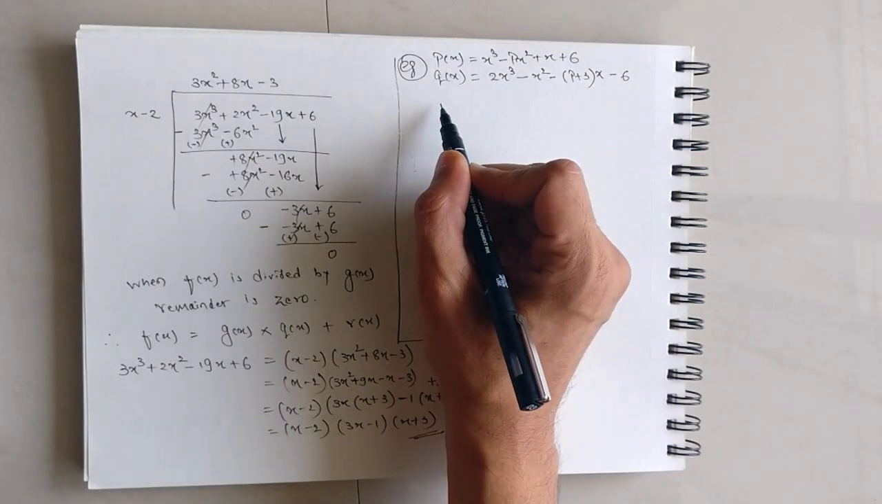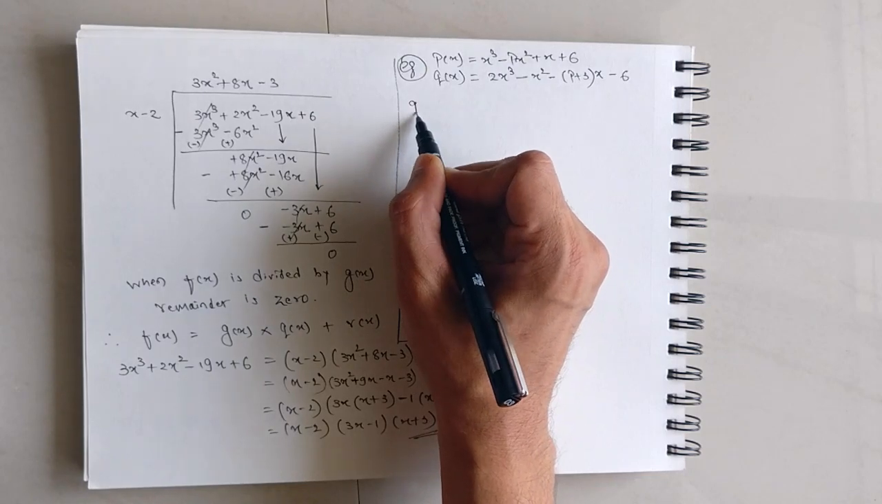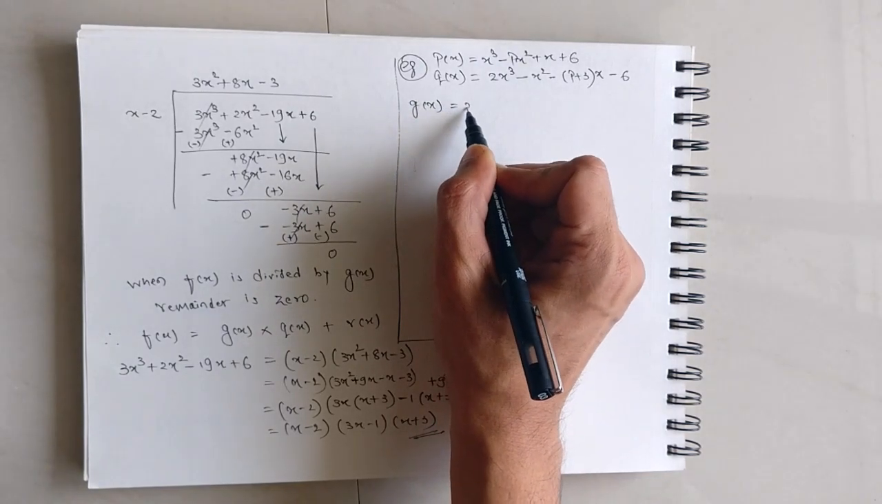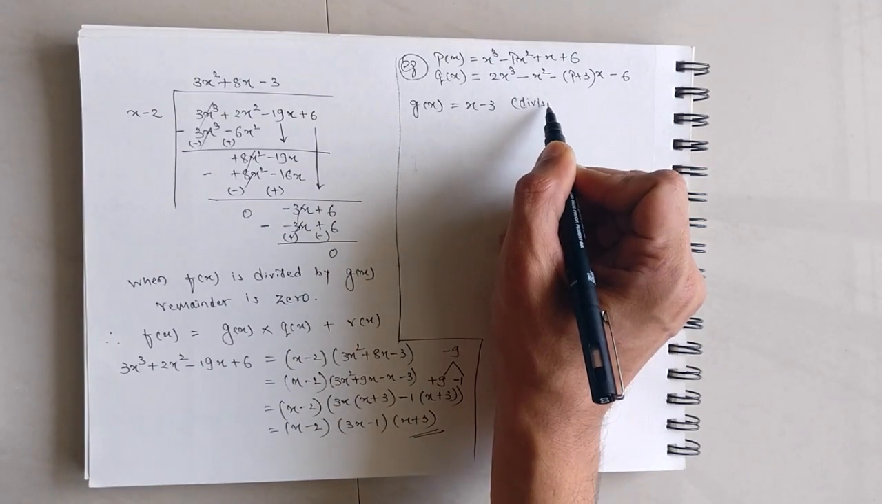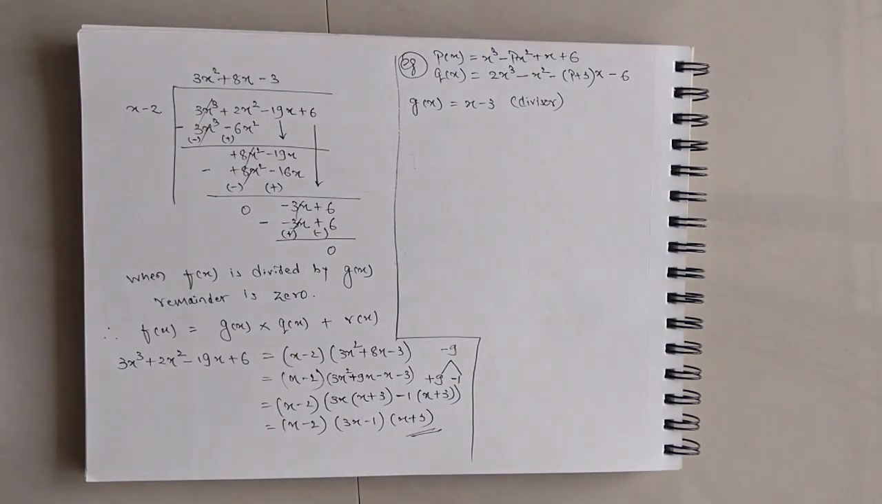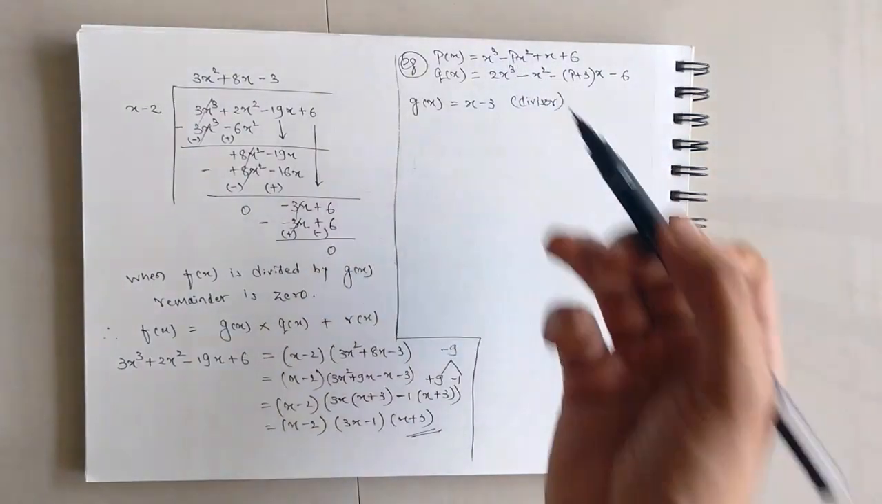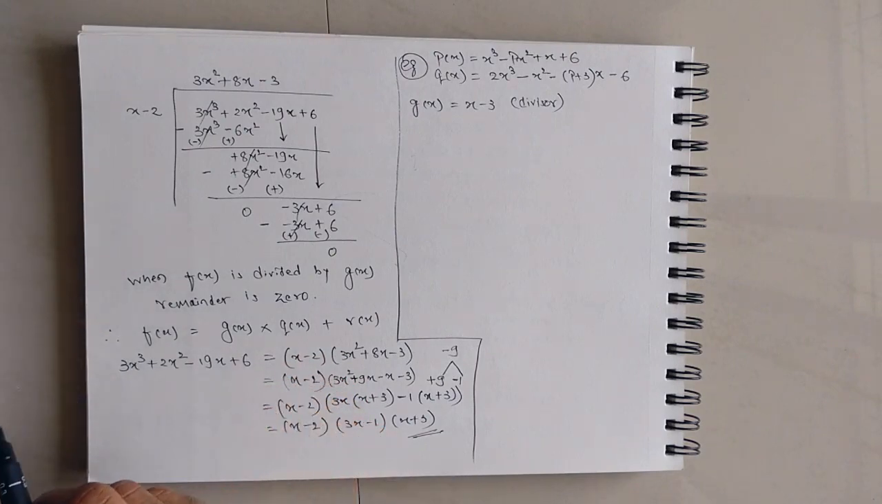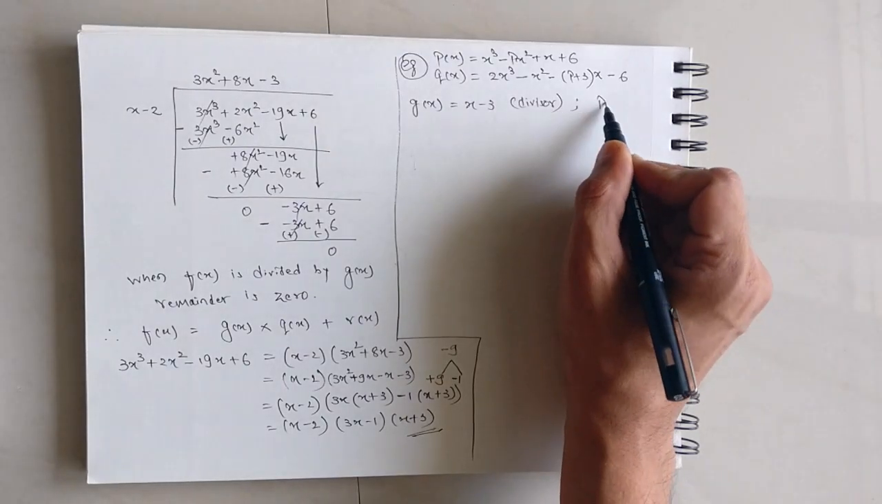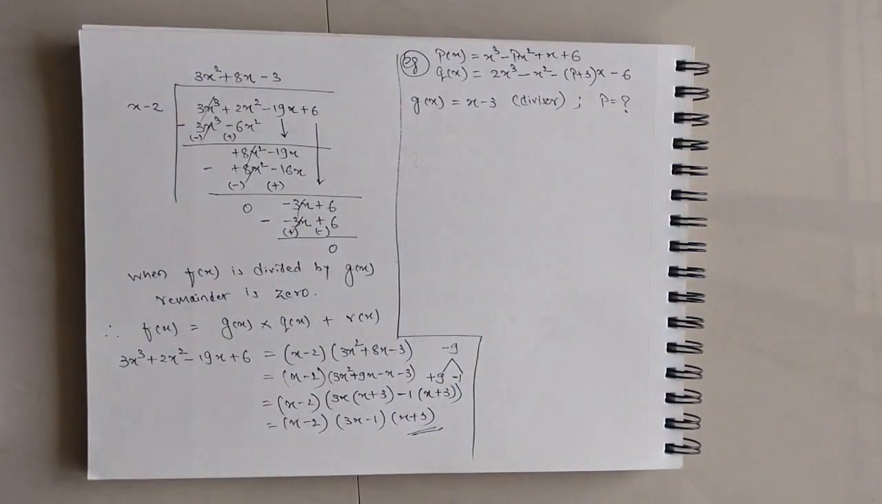So x minus 3 is your common divisor. Okay, I will write x minus 3 as g of x, that is your divisor. So when these 2 polynomials are divided by this divisor, they leave the same remainder. The remainder is same. Okay, find the value of p. You have to find the value of p. Okay, so very interesting question. Easy also, but very interesting. Let's see how to find it.